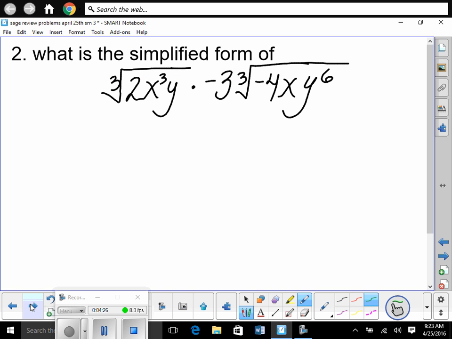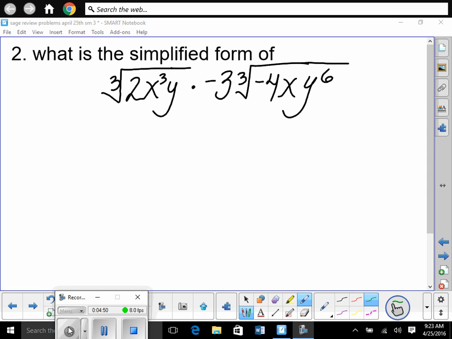Okay, next problem. Multiplying radicals. So these are radicals. The quiz is actually going to be focusing on rationals, the fractional stuff. This is radicals because we did do radicals the day I was gone for the sub. So it says, what is the simplified form of this? The cube root of 2x cubed y times negative 3, the cube root of negative 4xy to the 6. I'll give you just a second to get that down.